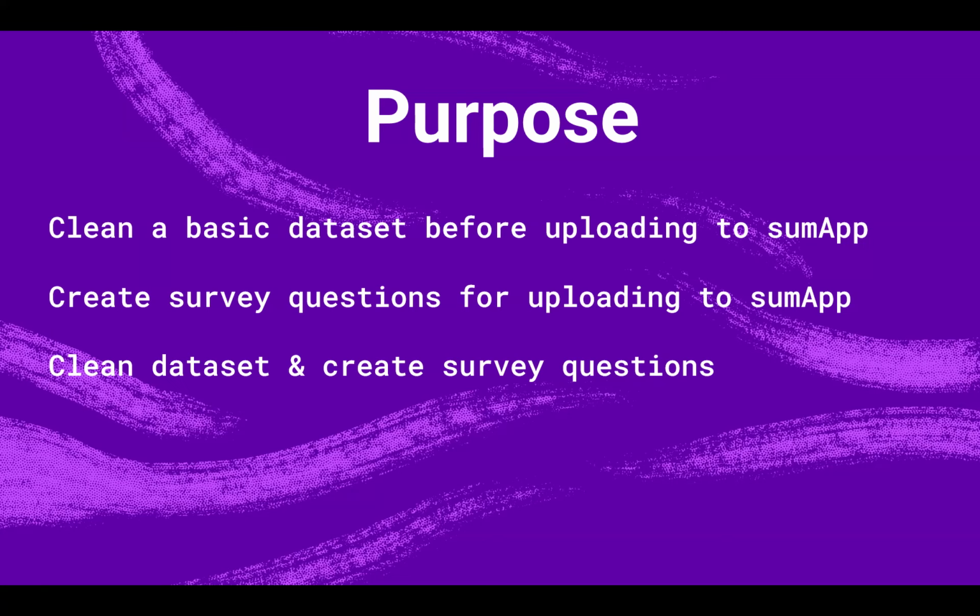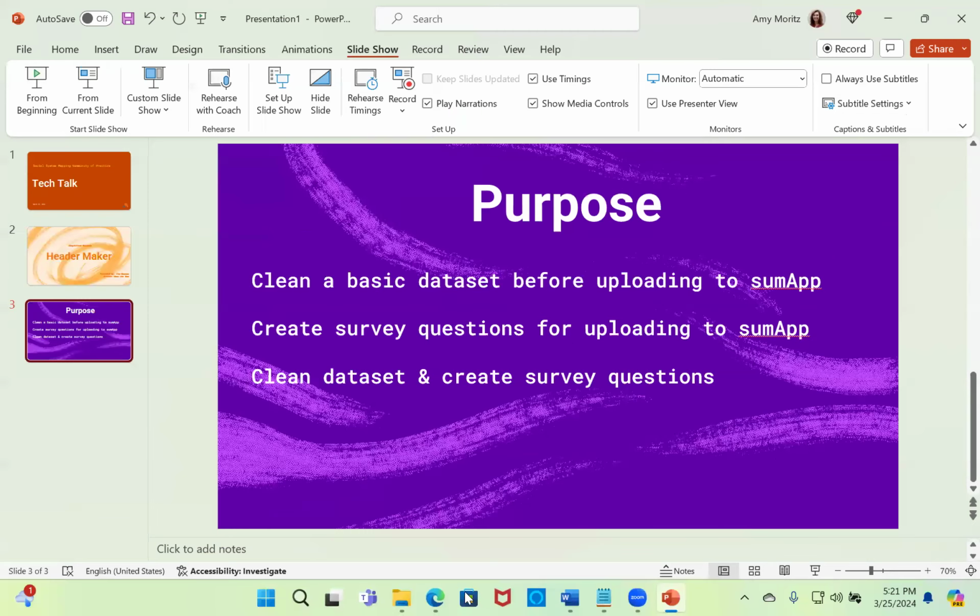The second reason you might want to use the header maker is if you have developed your survey questions for sumApp, say in a Word document, and you have a lot of questions or your questions have a long list of options. You'll find it easier and quicker to use the header maker to have your questions downloaded as a CSV and uploaded into sumApp. And you can use the header maker for both of these purposes at one time.